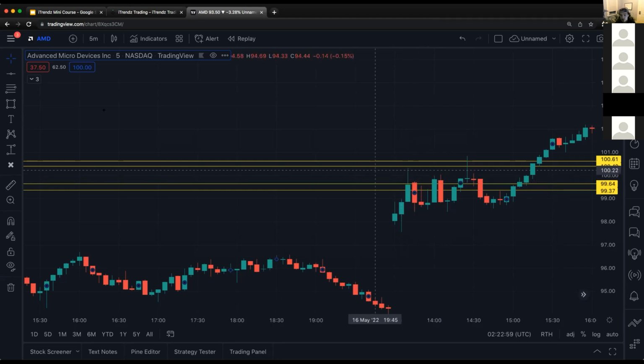That's just me personally. And we're on the 5 minute, remember, so we're not on a 4 hour. This isn't 4 hour candles. This is 5 minute candles. So we want to see one confirmation above and then a secondary confirmation above. And then you know that you're okay to go.